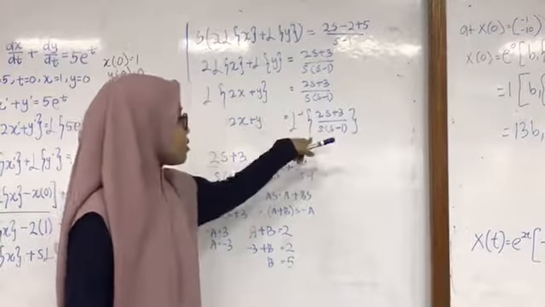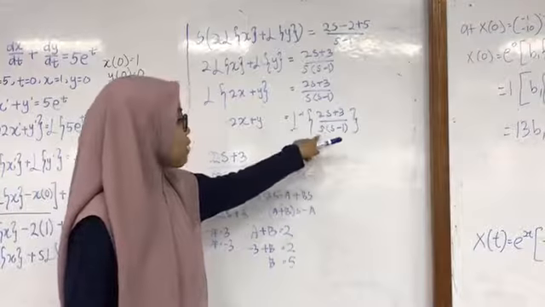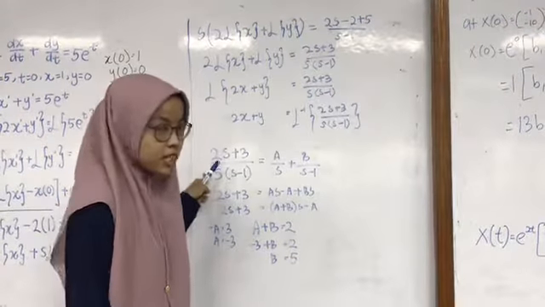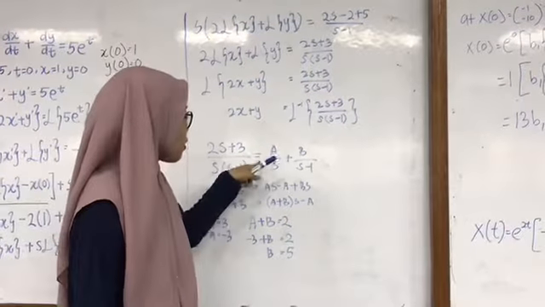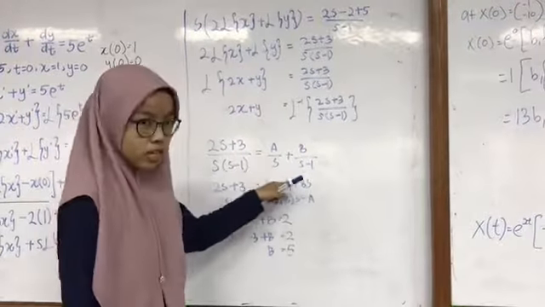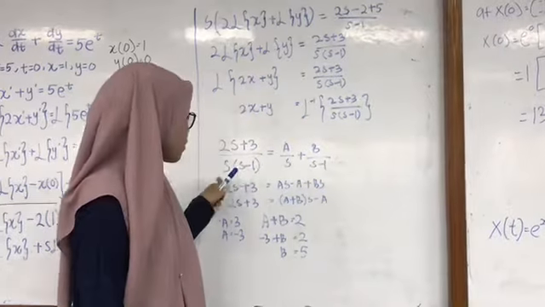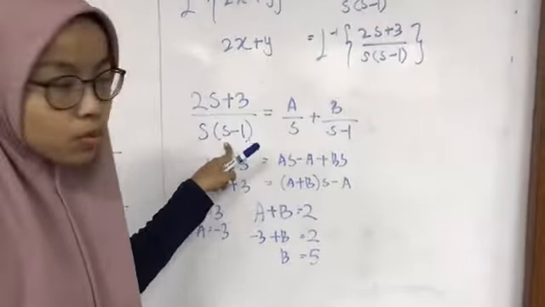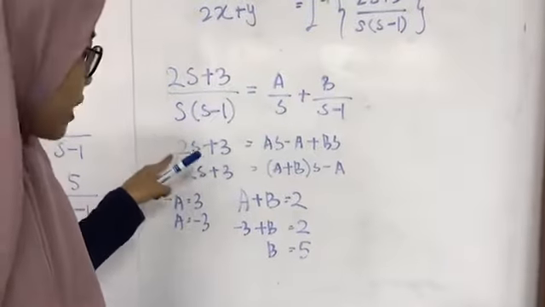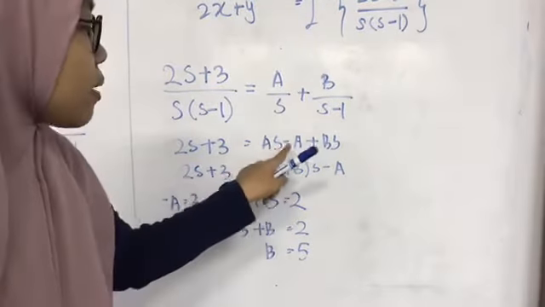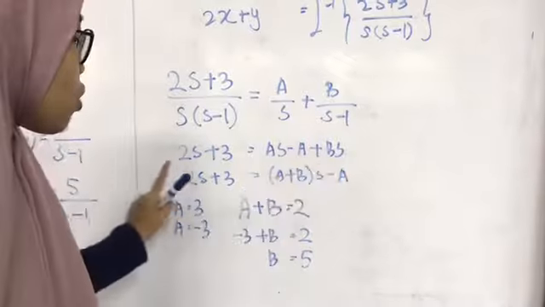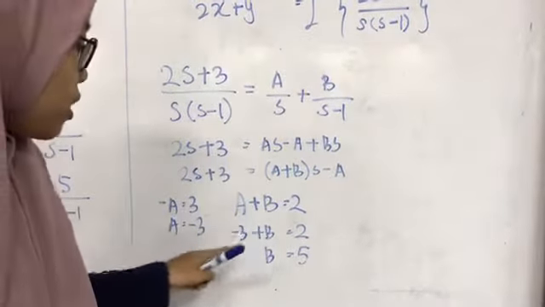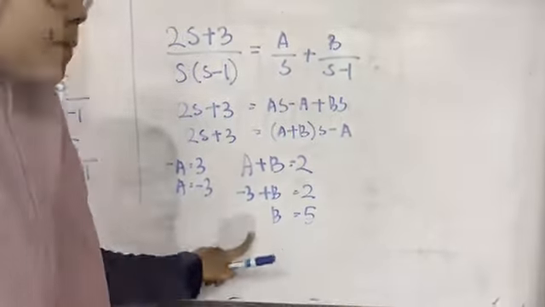So for (2s plus 3) over s(s minus 1), we use partial fractions, which is A over s plus B over s minus 1. So we multiply with s(s minus 1), which gives 2s plus 3 equals A(s minus 1) plus Bs. So we must find the constants A and B. A is negative 3 and B is 5.